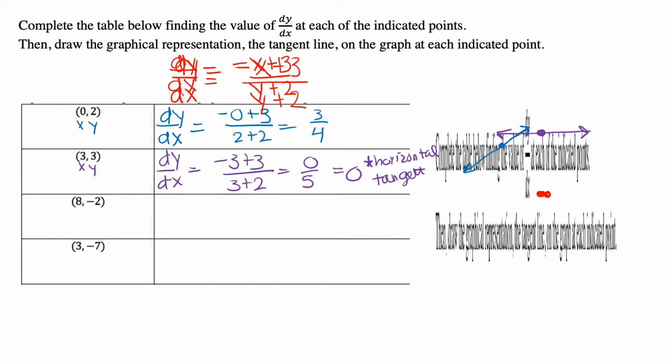For our next one, we have the point (8, -2) as x, y. Solving for dy/dx, we get (-8 + 3) over (-2 + 2), which gives us -5 over 0, which remember is undefined. We're not allowed to divide by 0. So at the point (8, -2), our point of tangency, we have an undefined slope, which remember is going to be that vertical tangent.